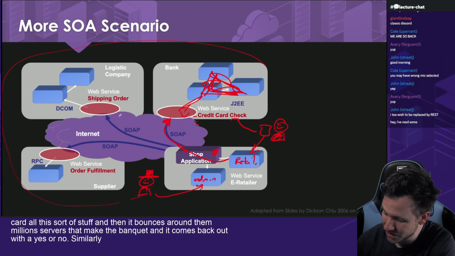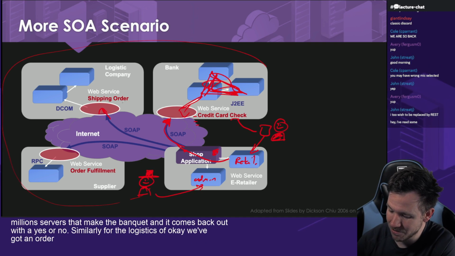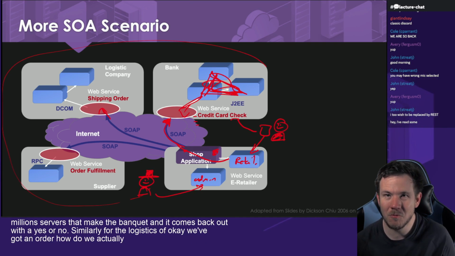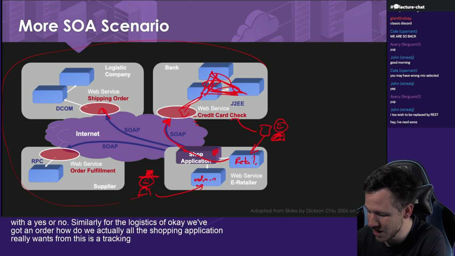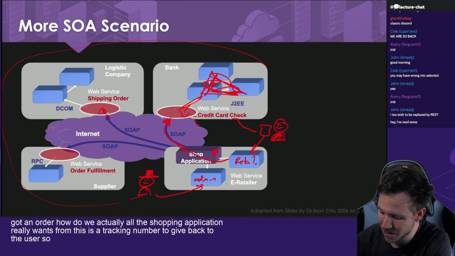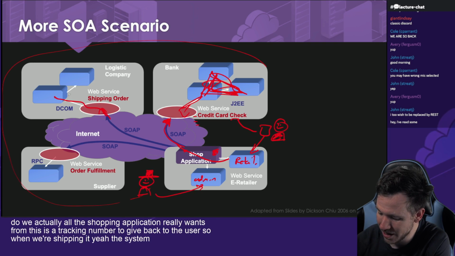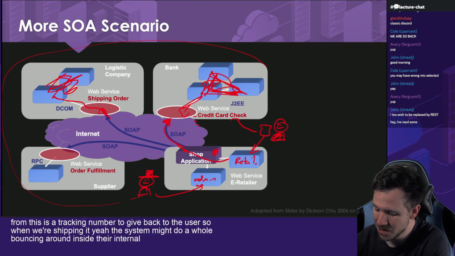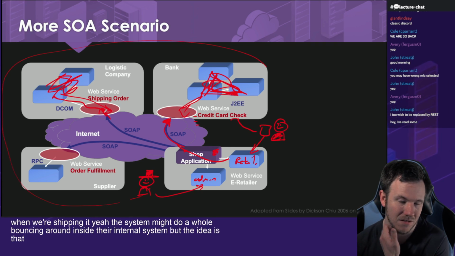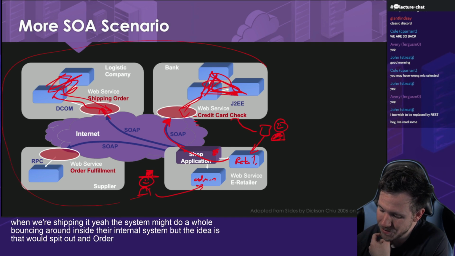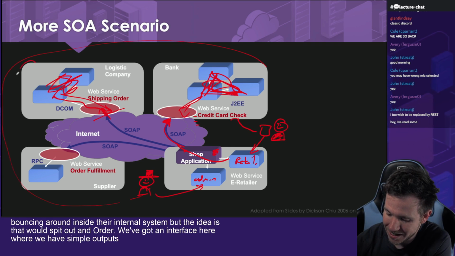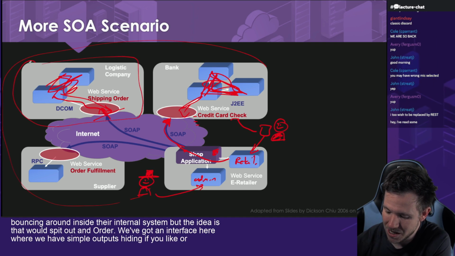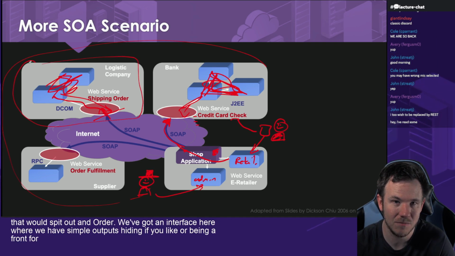Similarly, for all the logistics, when we've got an order, all the shopping application really wants from this is a tracking number to give back to the user. When we're shipping it, the system might do a whole heap of bouncing around inside their internal system, but the idea is it would spit out an order number. We've got an interface here where we have simple inputs and simple outputs, hiding, if you like, or being a front for a larger, more complicated system.